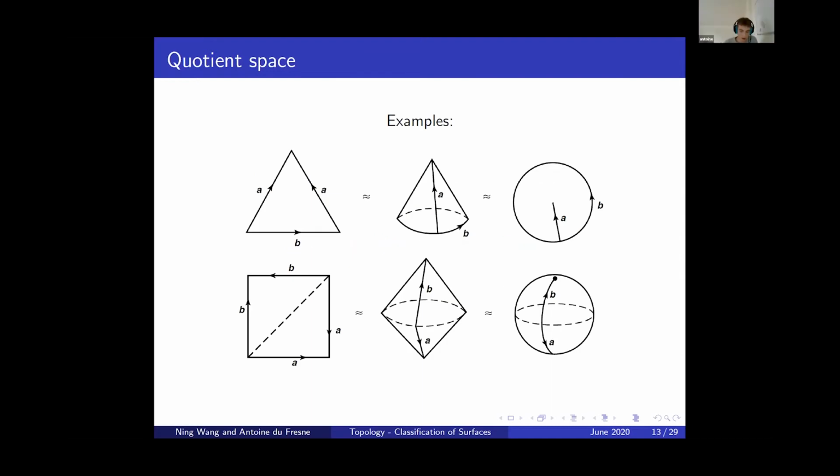So here are two examples. We can take a triangle region and paste the edges labeled A to see that it is homeomorphic to the unit disk in the plane. And one can take the square region and paste it along the edges labeled A and B to finally see that the resulting space is homeomorphic to the sphere.